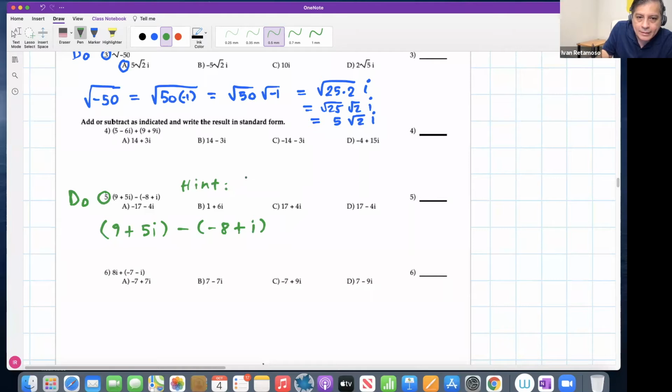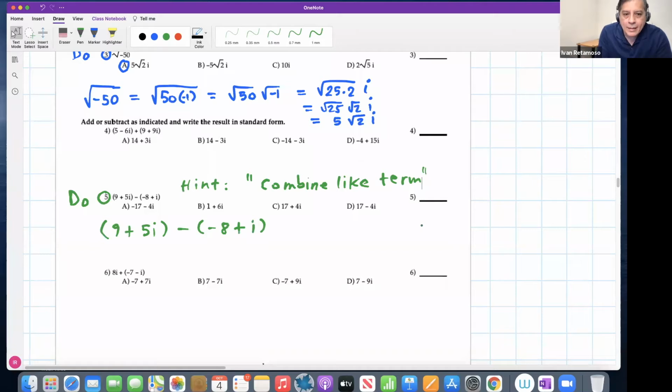Hint, combine like terms, right? I'm writing this between quotations because they are like binomials, right? They're not binomials, but they can be treated as binomials for the purpose of getting the difference of these two complex numbers. Yeah, distribute the negative sign over, multiplying, and then combine like terms.